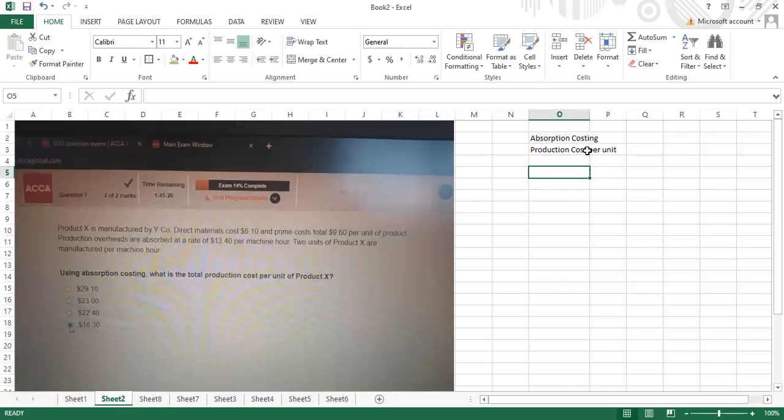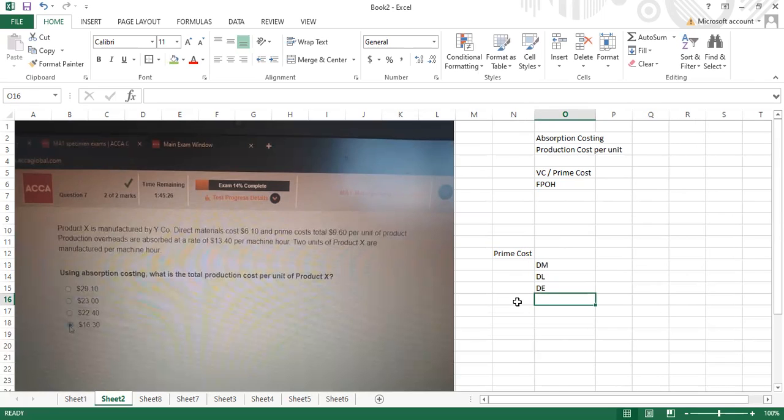In absorption costing, we add the variable cost and also the fixed production overhead. The variable cost is mostly, you can say, the prime cost as well. Prime cost, as we have discussed, includes direct material, direct labor, and direct expense. This is your prime cost mostly.